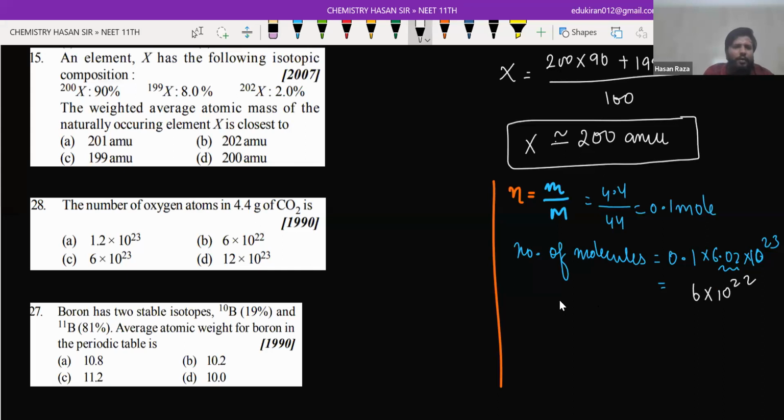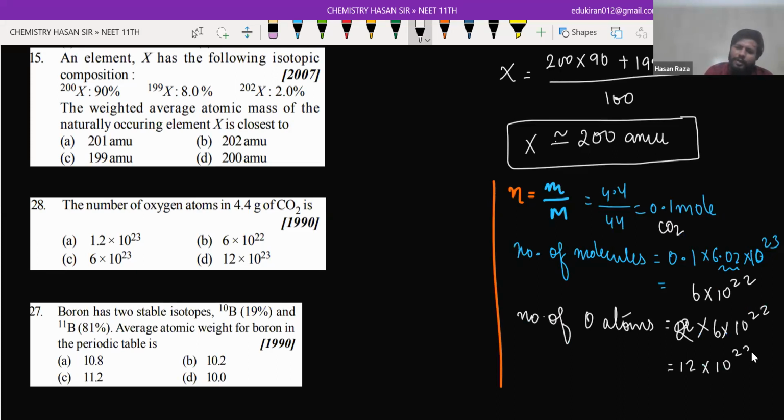Now, you need to calculate number of oxygen atoms. How many oxygen atoms are present in CO2? 2 only. So we can write 2 into 6 into 10 raised to the power 22, that is equal to 12 into 10 raised to the power 22. But in the options, there is nothing like this. But the option is 1.2 into 10 raised to the power 23. So this number can be written like this. That's why the option is A.